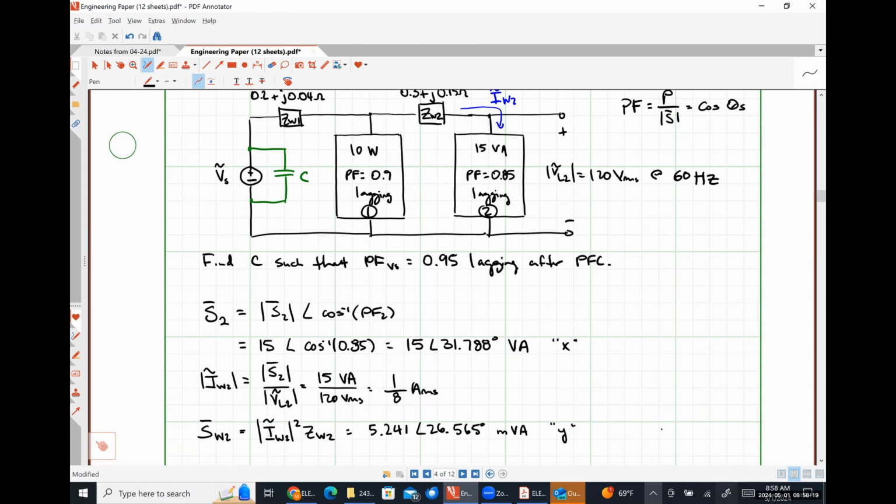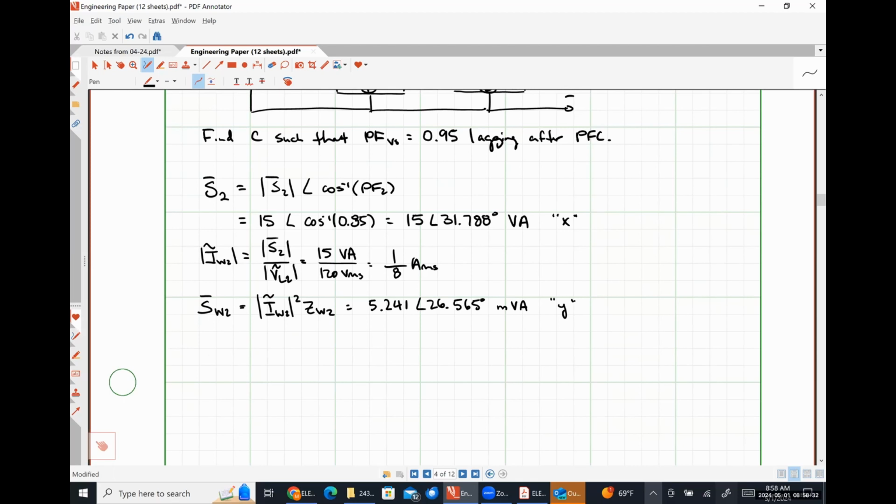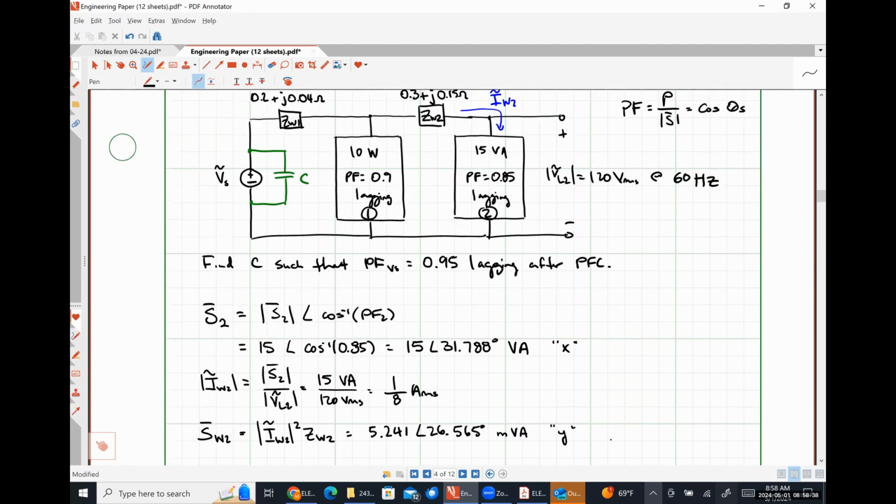All right. Total complex power, or excuse me, complex power absorbed by load one. How are we going to determine that?